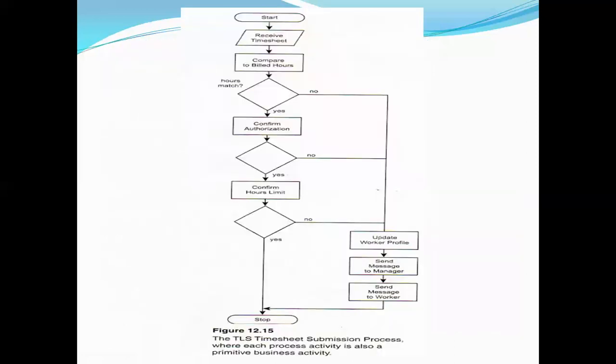So this is the total flow. You start the timesheet submission process, receive the timesheet from the employee, and compare the billed hours to check that the hours match. Then if overtime is there, confirm the authorization. If the authorization is yes, then confirm the hour limit in a particular week, the maximum limit.